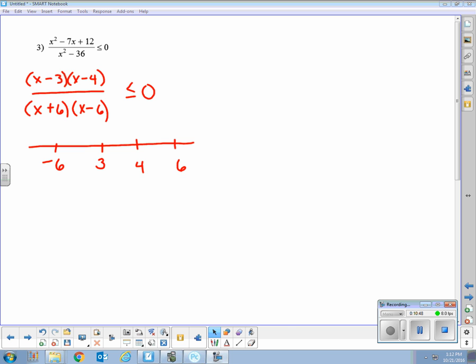And now let's look at our test points. I'm going to test -10, 0, 3.5, 5, and 10. So this time I've got 4 numbers. So on the interval where I put in -10, -10 minus 3 is negative, -10 minus 4 is negative, -10 plus 6 is negative, and -10 minus 6 is negative, and 4 negatives make a positive.